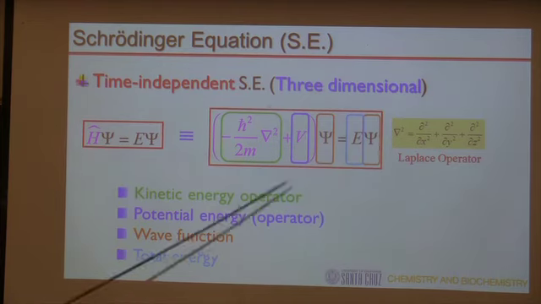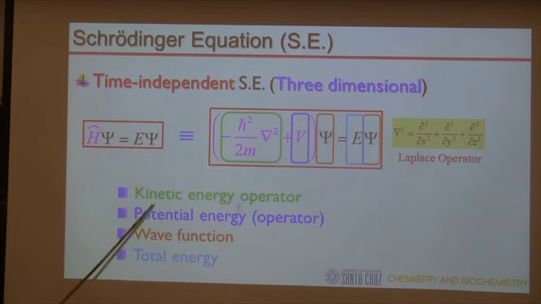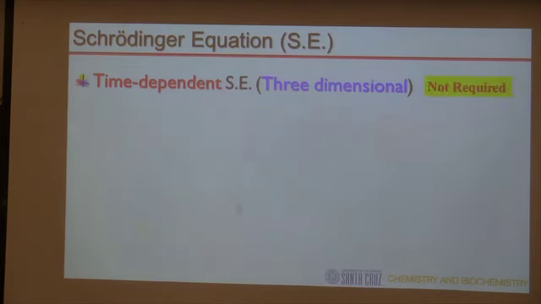So here I just give you a brief overview of the Schrödinger equation. It's basically the time-independent Schrödinger equation. We talk about time-independent, so there must be another one called the time-dependent Schrödinger equation. But this one is not required for our class. Here I just give you a whole picture, to form a complete picture of this.